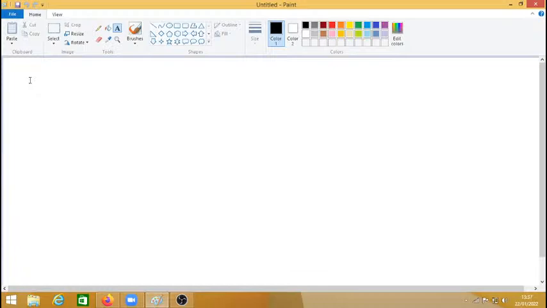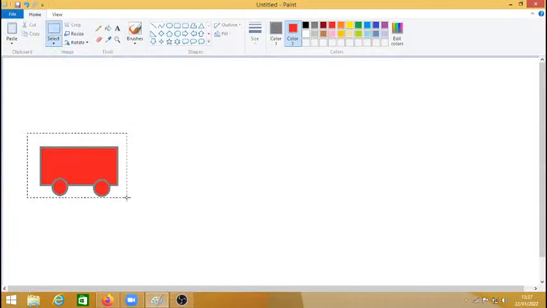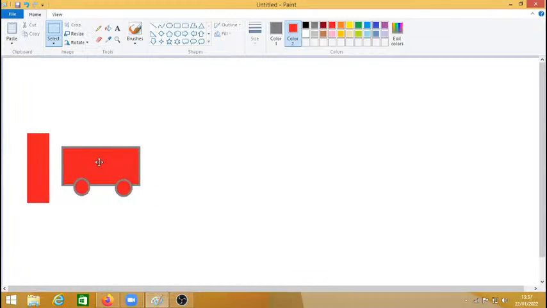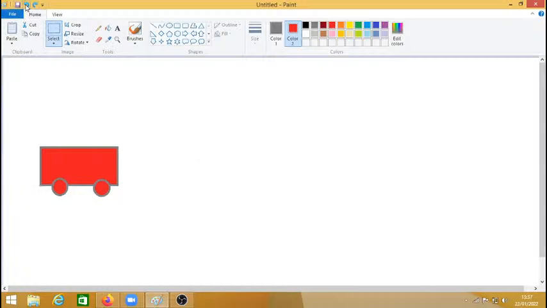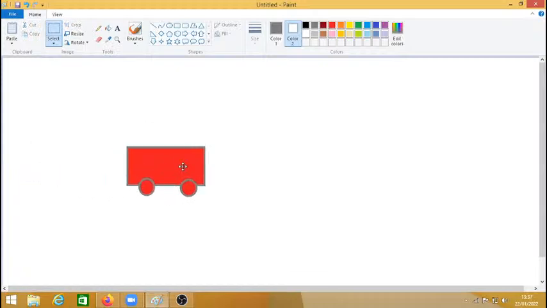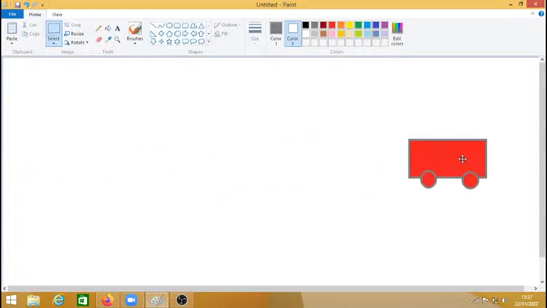Bismillah ar-Rahman ar-Rahim. Let me introduce you to a little bit of artwork and then some formulas. So let's imagine we have a little truck going across the screen, hopefully with the same size wheels. And this little truck is going to start going across the screen. It's going to go across the screen and then stop.